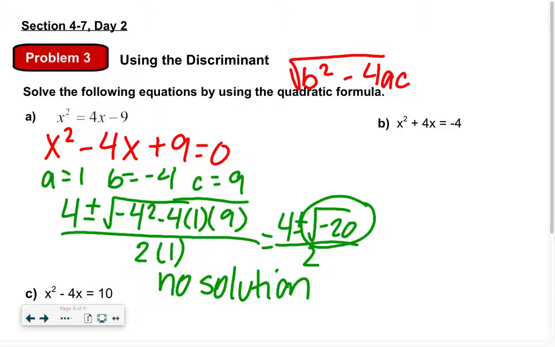Now that's not the same as like taking a negative squared. We can always square a negative. We just can't square root a negative. Okay? So when we got square root of a negative, we got no solution.